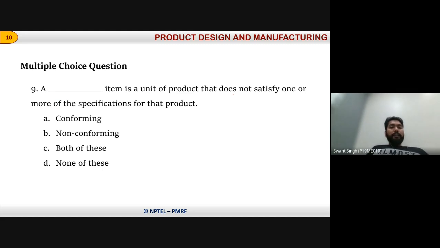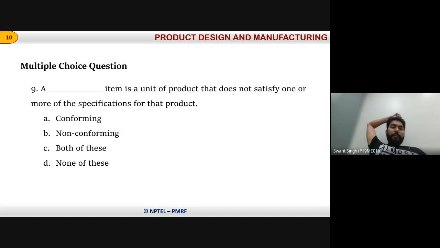Question number 9 is on the screen now. Question number 9 says, which of the item is a unit of product that does not satisfy one or more of the specification for the product? It is a confirming item, non-confirming item, both of these, or none of these.